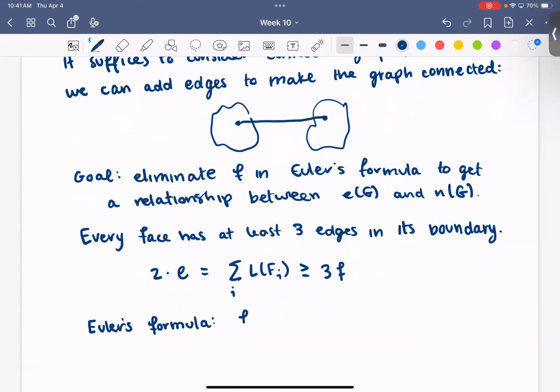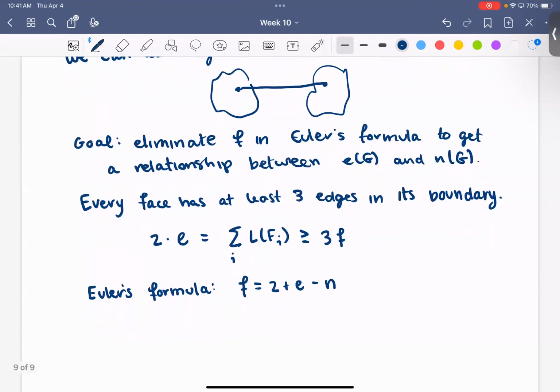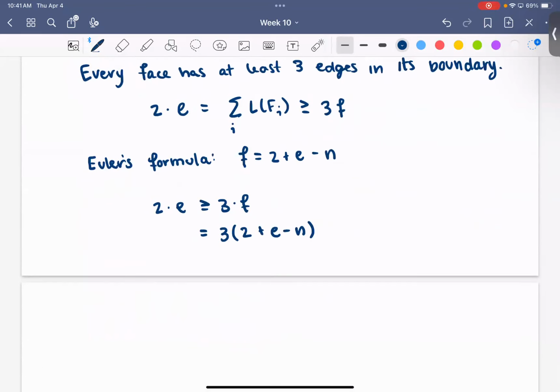So just rearranging that, it tells me that F is equal to 2 plus E minus N. So then I'm just going to plug that into this inequality. So I get 2 times E is greater than or equal to 3 times F, which is equal to 3 times 2 plus E minus N. Okay, I'll expand this. So 2E is equal to 6 plus 3E minus 3N.